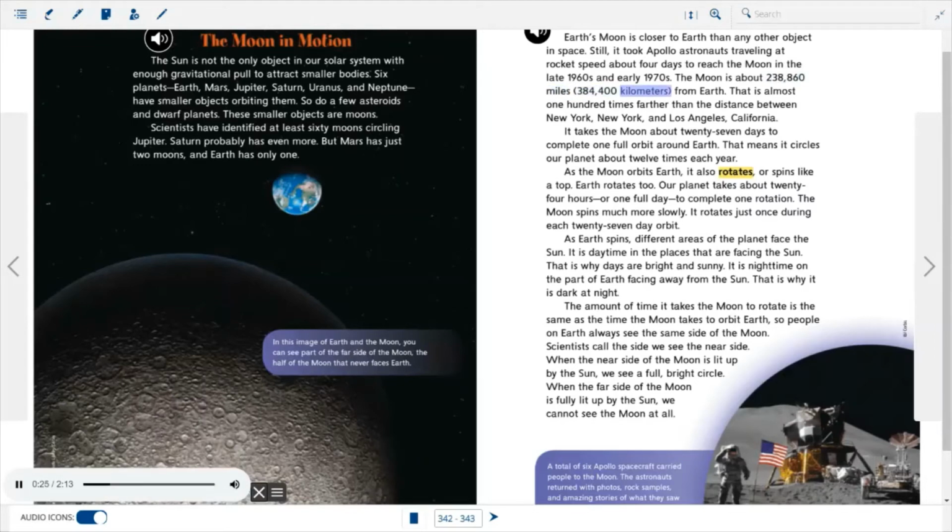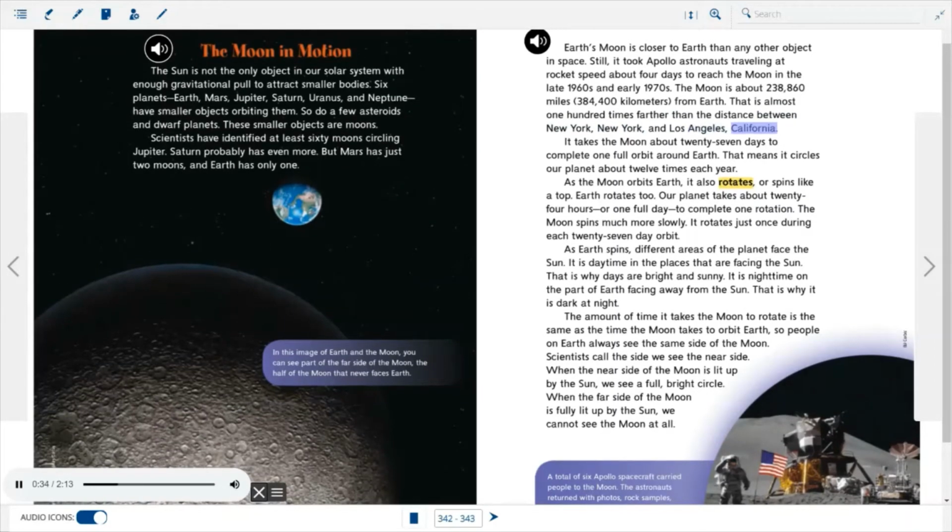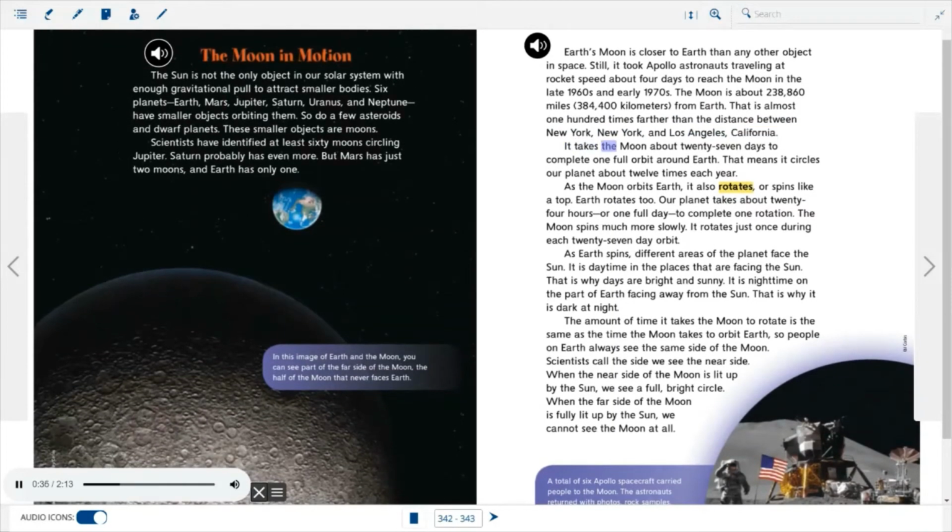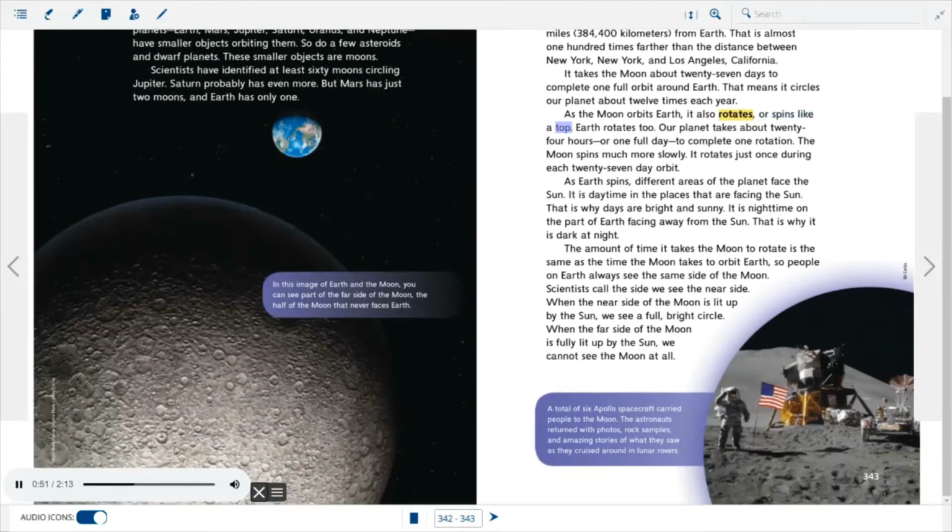384,400 kilometers, from Earth. That is almost 100 times farther than the distance between New York, New York, and Los Angeles, California. It takes the moon about 27 days to complete one full orbit around Earth. That means it circles our planet about 12 times each year. As the moon orbits Earth, it also rotates or spins like a top.